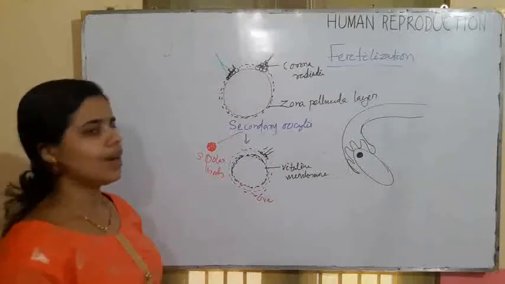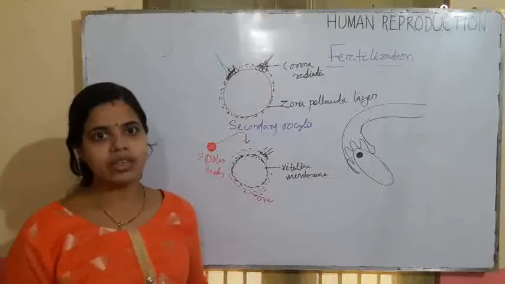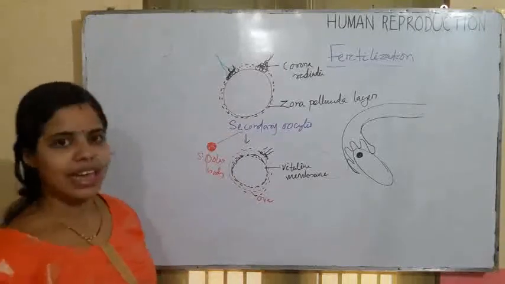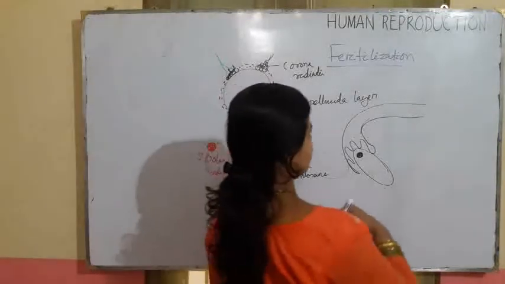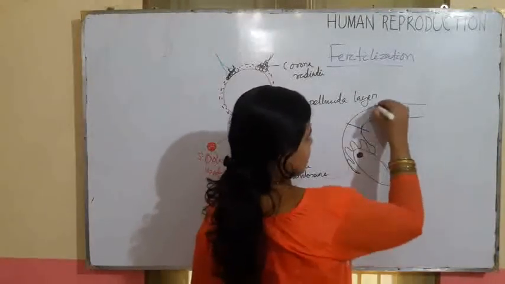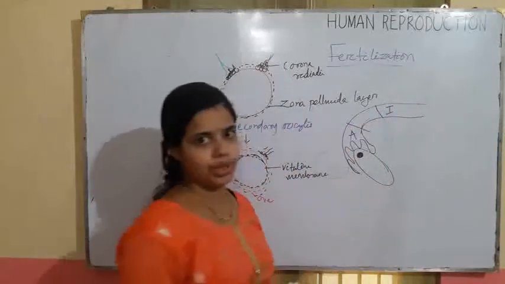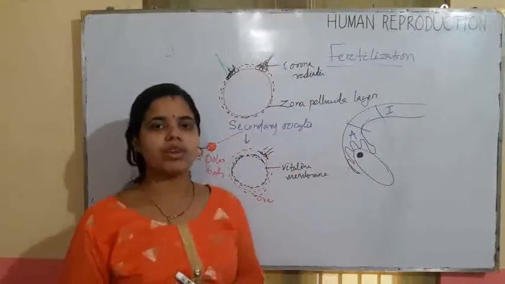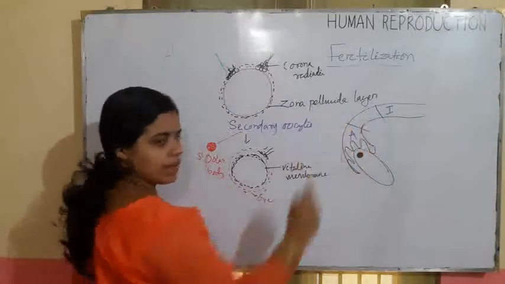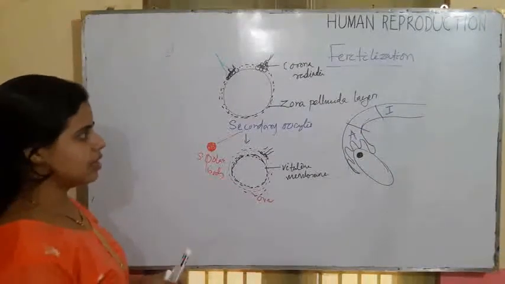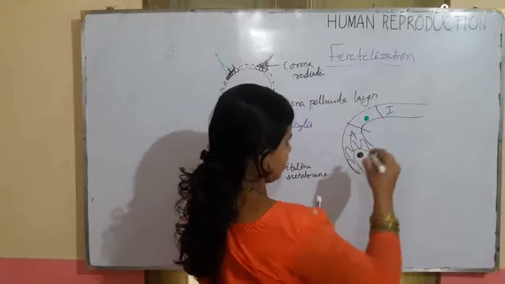After that, what happened? The sperm is there, the ovum is there. Now fusion of the two gametes has to take place. Where does this fusion take place? The fusion takes place in the region of the ampulla and isthmus. In between these two regions, the fusion of gametes takes place. So the sperms enter this place, right?